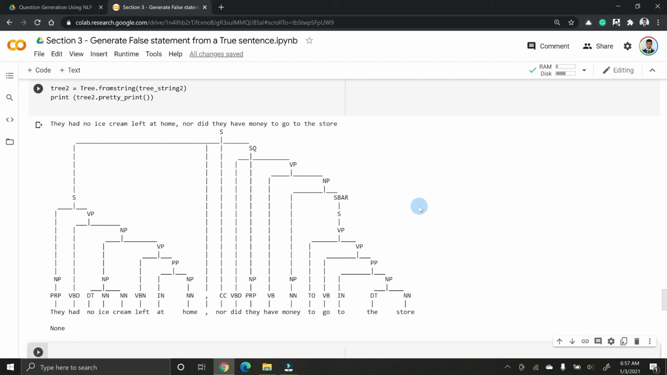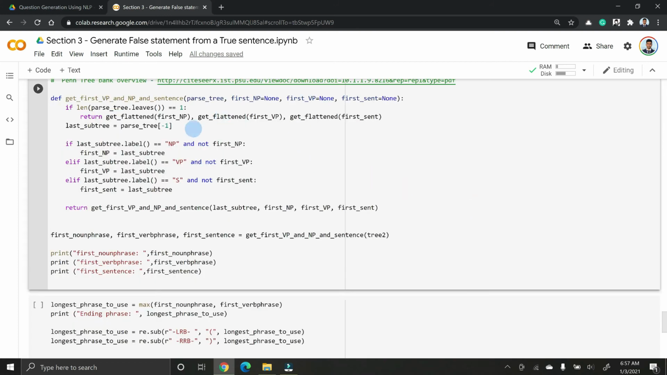The reason why I am showing you the split at first noun phrase and first verb phrase is, once you understand the code, you can split either at the first noun phrase or verb phrase, or at the end noun phrase or verb phrase, or any other way that you want in the future if you have some other logic. So here we are splitting at the first verb phrase or noun phrase.